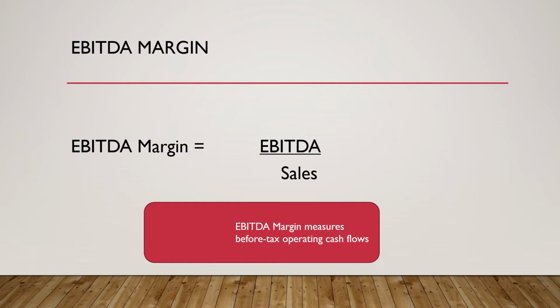The next profitability ratio is the EBITDA margin. Remember that EBITDA stands for earnings before interest, taxes, depreciation, and amortization. To calculate the EBITDA margin, you find the EBITDA, so you'll have to look for that line specifically, and divide it by sales. So what does the EBITDA margin tell us? It measures the before-tax operating cash flows.